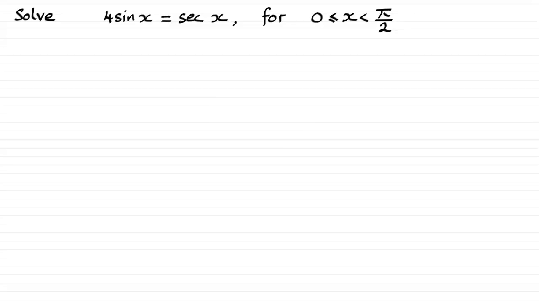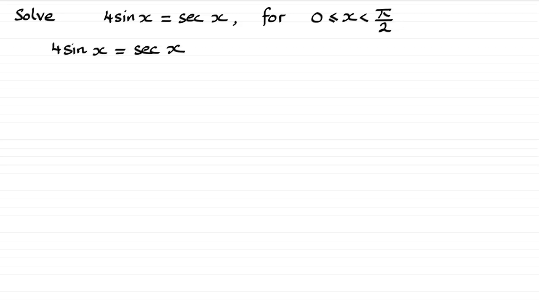Okay, so for this question then, we've got to solve this trigonometric equation: 4 sine x equals sec x, and x is measured in radians. We've got to give it in this range here, where x is greater than or equal to 0, but less than pi upon 2 radians. So what would we do?